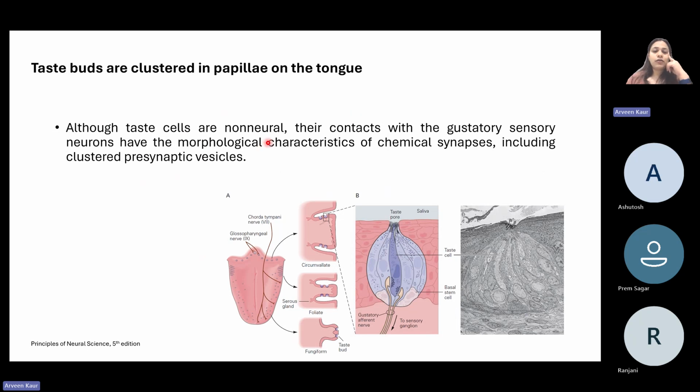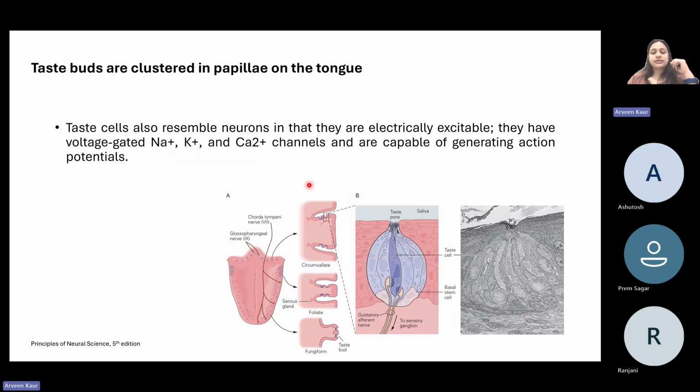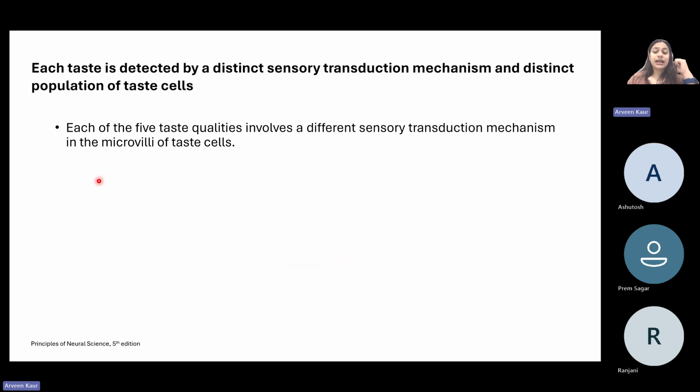Although taste cells are non-neural, their contacts with gustatory sensory neurons have morphological characteristics of chemical synapses, including clustered presynaptic vesicles, this one. These cells also resemble neurons in that they are electrically excitable and they have voltage-gated sodium, potassium, and calcium channels and are capable of generating action potentials also.